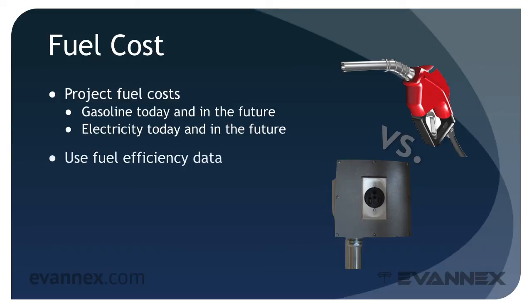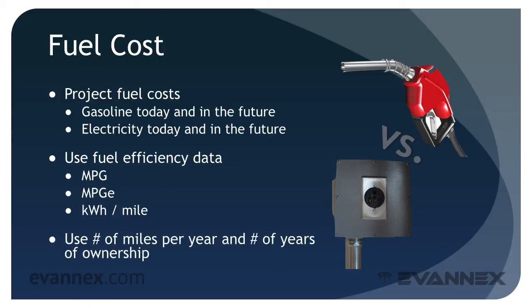Then you use fuel efficiency data for the automobiles you're considering. Miles per gallon for ICE vehicles, MPG equivalent for EVs, and/or kilowatt hours per mile for BEVs. And finally, we use the number of miles per year and the number of years of ownership to estimate overall fuel cost and fuel cost savings. We'll take a look at some numbers in just a moment.